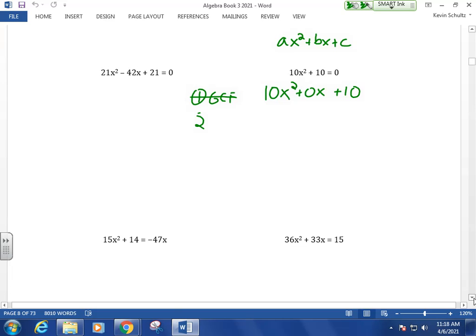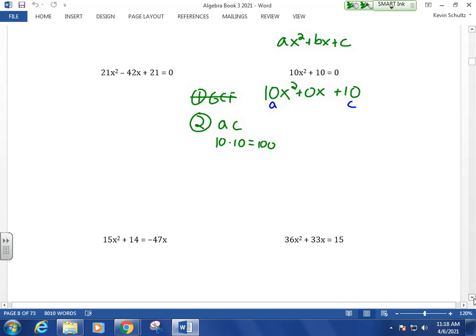So we go straight to step 2, which is multiplying a and c together. And this is why it's important to understand when these are written out in standard form, what's your a term, what's your b term, what's your c term. Okay, the a is always the x squared coefficient, the c is always the constant. And so a times c is 10 times 10, which is 100.